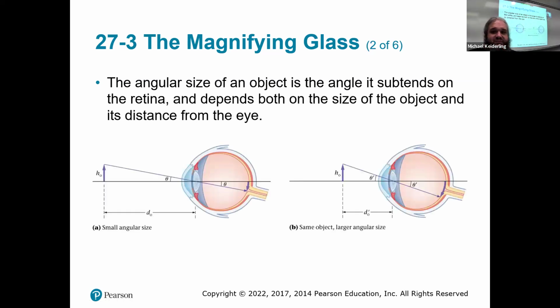The angular size of an object is the angle it subtends on the retina, and it depends on both the size of the object and its distance from the eye. If it's far from the eye, it's going to have a smaller angular size. If it's closer to the eye, it'll have a larger angular size. And that angular size is going to be the inverse tangent of the size of the object over the distance.